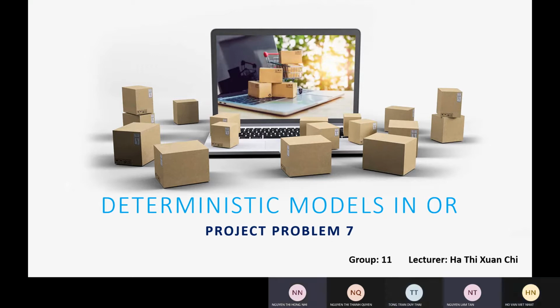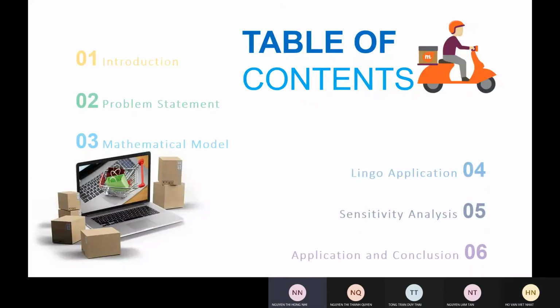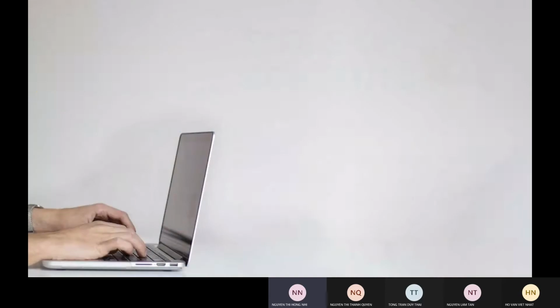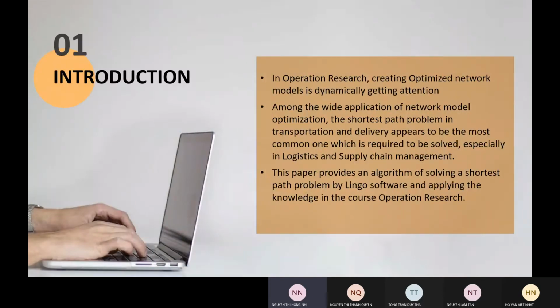Hello everyone, we are group 11. Today we're going to have a presentation about our project topic in the course Operation Research. Our presentation will be divided into 6 parts, and there are 3 main parts, which are mathematical model, Lingo application, and sensitivity analysis. My name is Nhi, and I'm going to start with the first part.